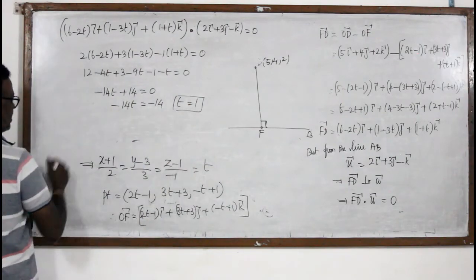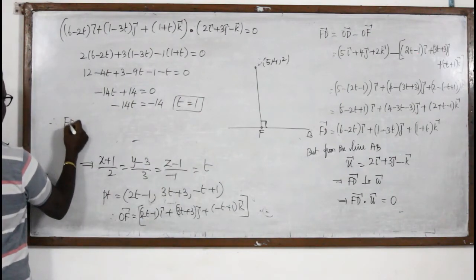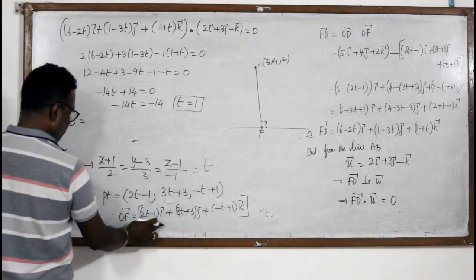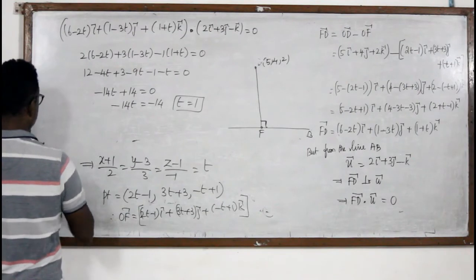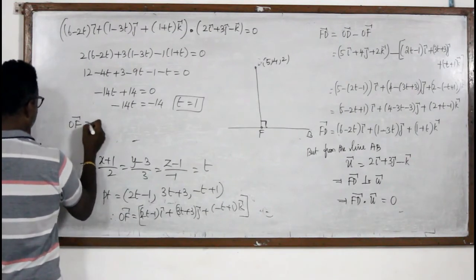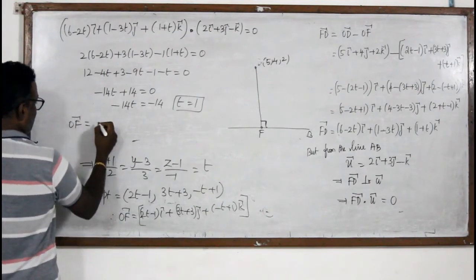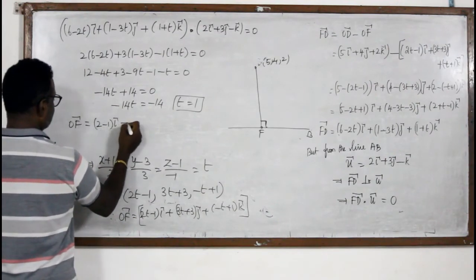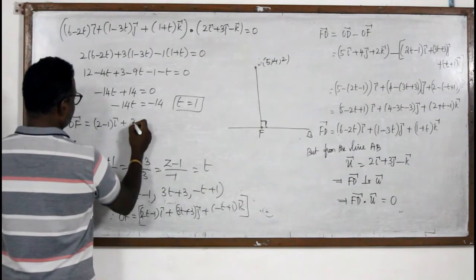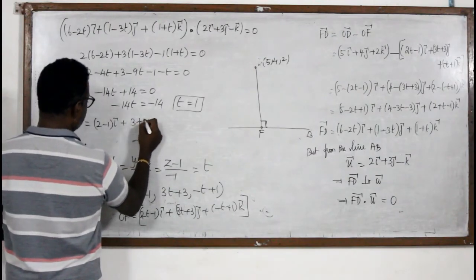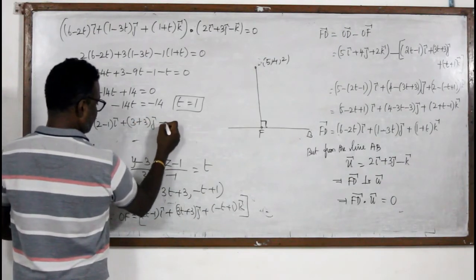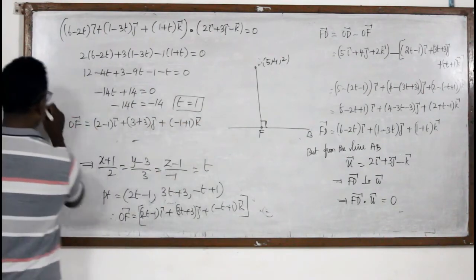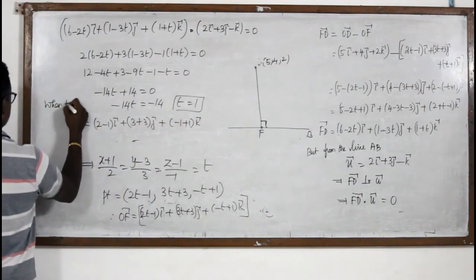When I substitute t = 1, I am in need of OF only, so we shall find the OF vector. OF vector equals (2-1)i, substituting t as 1, (3+3)j, and (-1+1)k, where t = 1.